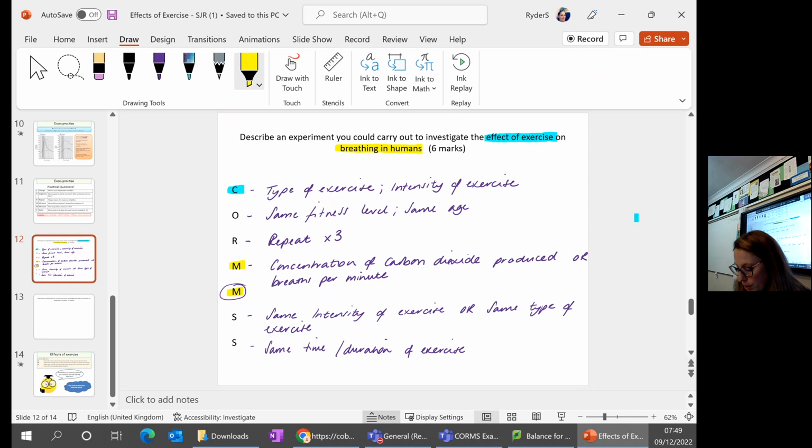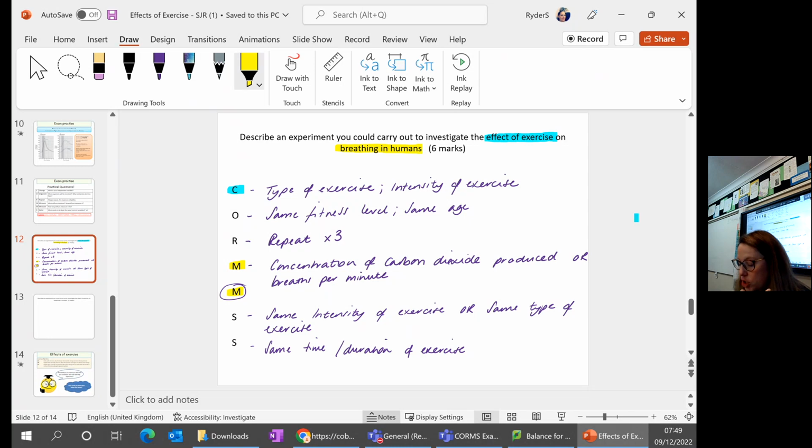Now, there are two ways that we can do this. Remember, when you are doing these, they are looking for what you're changing or what you're measuring, but also how, so that we can actually write a plan. You're actually going to write this out as if you were telling someone how to do an experiment. Essentially, you're writing a method.